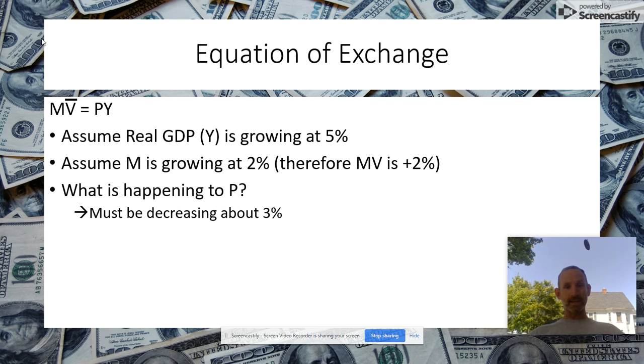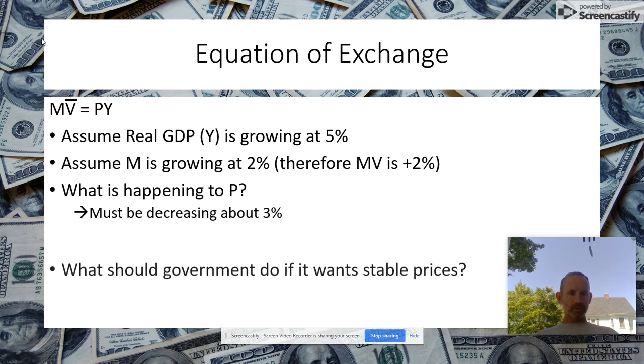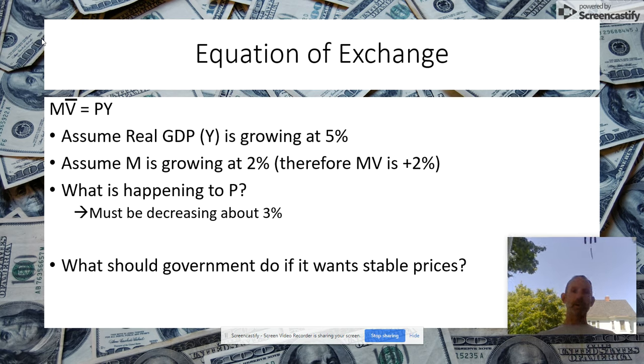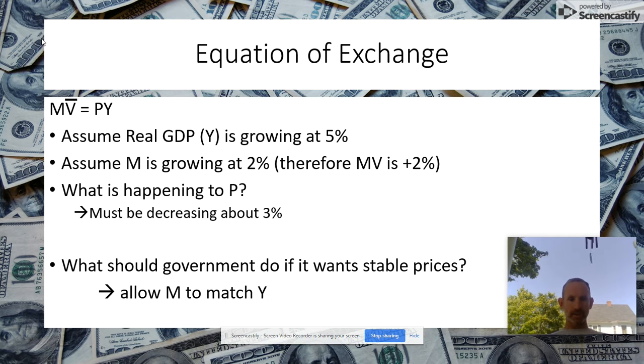Now, declining prices might sound good, but they're really not a good thing. They're very bad for an economy. So what should the government do if it wants stable prices? A lot of times the Federal Reserve sets a target. They want either zero, or usually what they like is about 2 or 3% inflation, kind of slow, steady inflation. So the way to do that is to allow the money supply to grow at about or slightly faster than real GDP. So allow M to match Y. So if Y is growing at 5% and the money supply grows at 5%, we would get roughly zero inflation, stable prices.